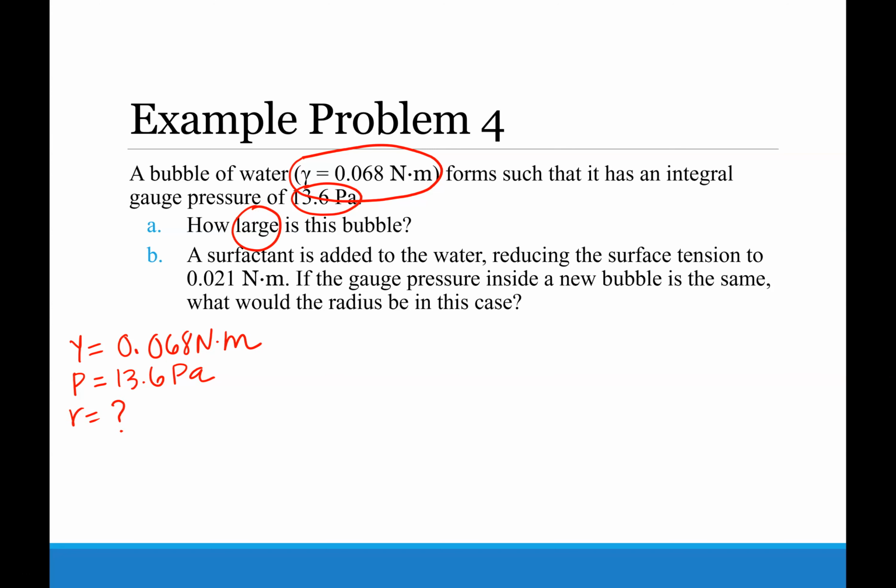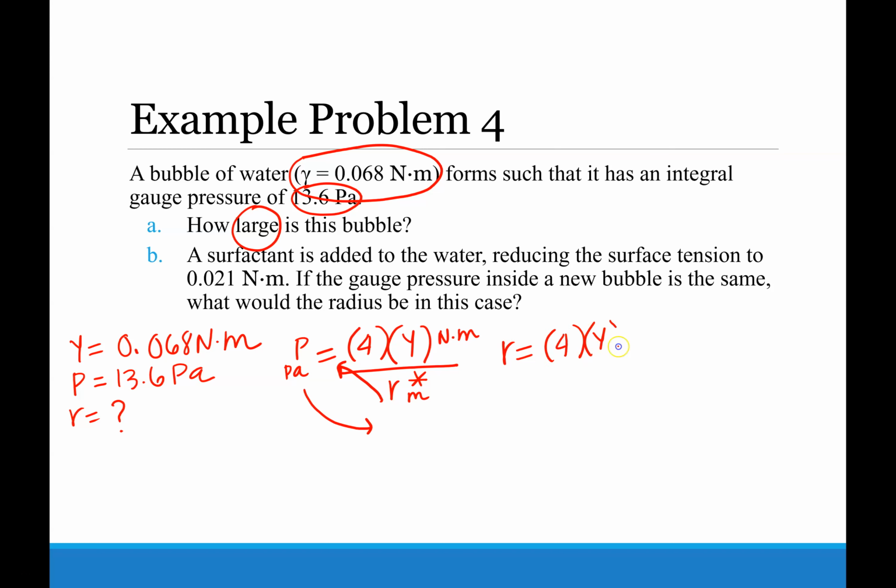So the formula that we're going to use for this is pressure in units of pascals equals the number 4 times surface tension measured in the same units of Newton meters divided by radius, which is in the same units of meters that length was in. So we're going to be looking for the denominator, and the rules of rearrangement say that you just simply switch places with the denominator and what's on the other side of the equal sign. So after rearrangement, we end up with the radius equals 4 times surface tension divided by pressure.